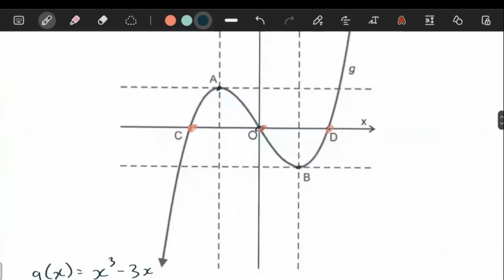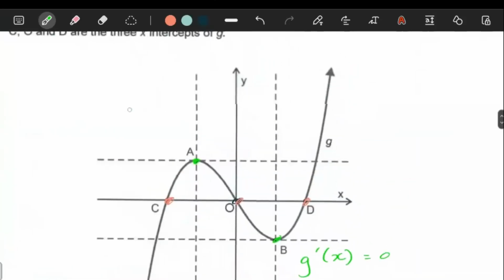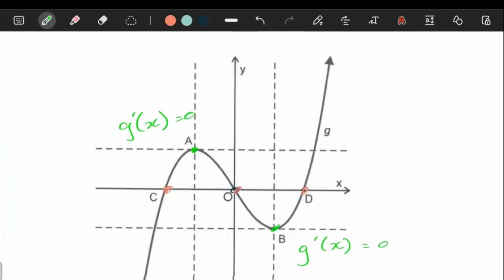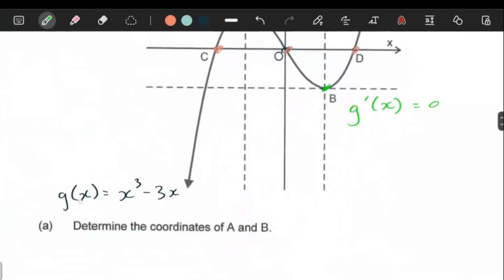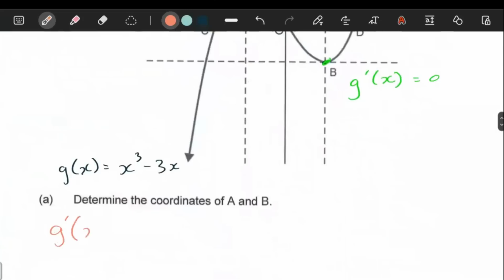Now what you need to know is, to get the turning points of any graph, you have to remember that at a turning point, the gradient is 0. Here also the gradient is 0. Now remember, your first derivative gives the gradient. First derivative is 0 because this symbol means gradient. So in this equation, you have to get your first derivative and then solve for x.